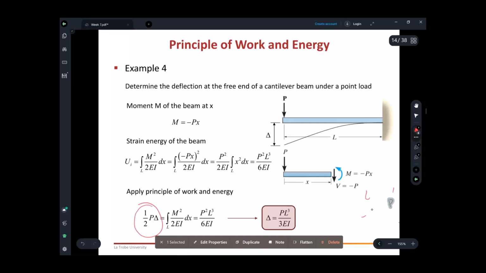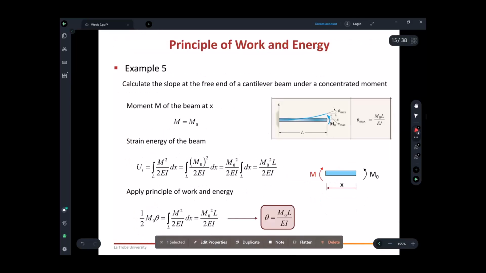Here you have external work, internal work, and if you just equate both external work and internal work, you can extract those quantities. Similarly, we can find the rotation as well. External work is moment times the rotation times half, and you can again calculate the internal energy. If you make both equal, you can find those theta values.